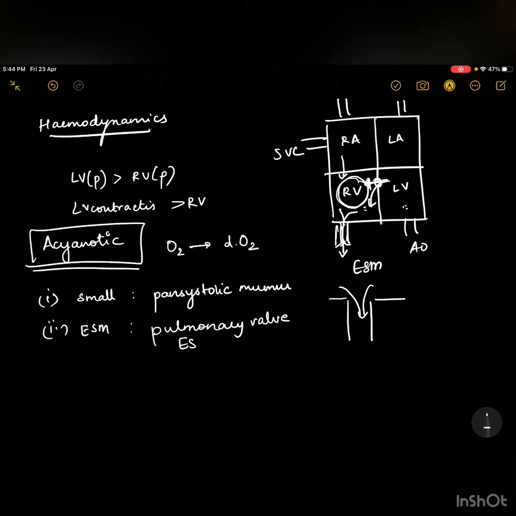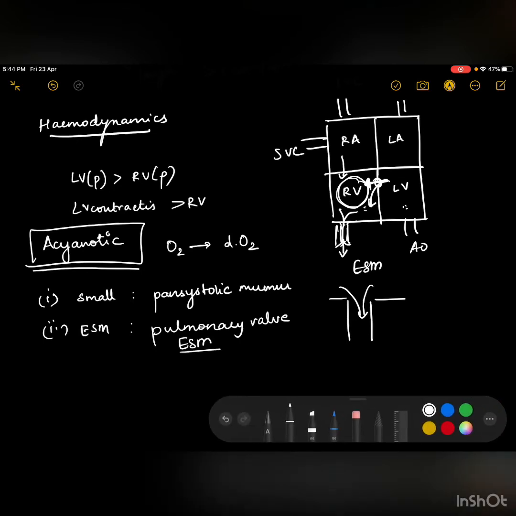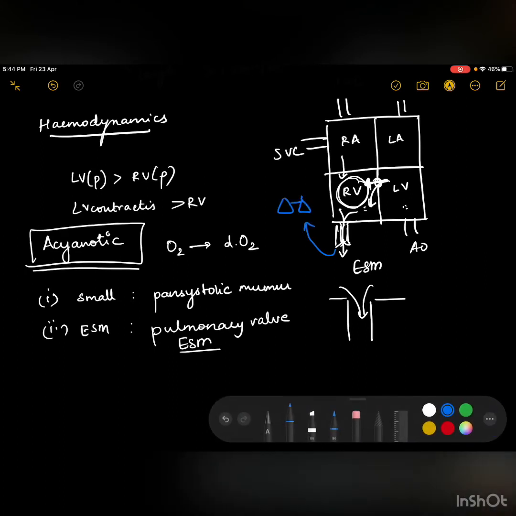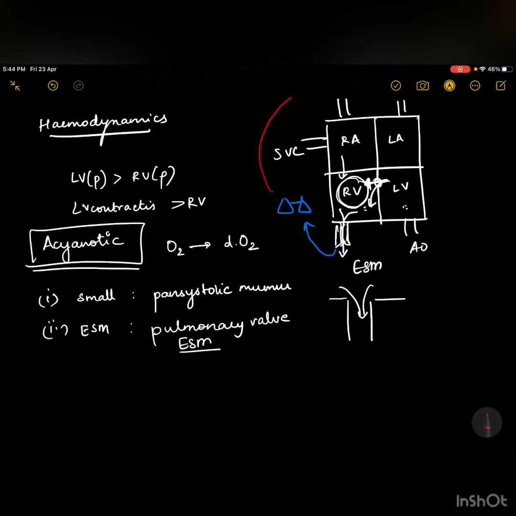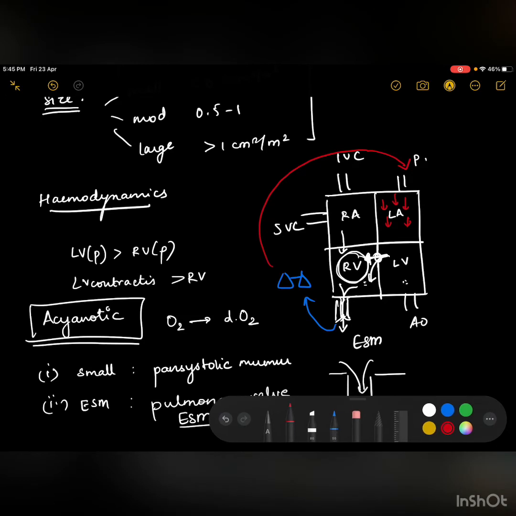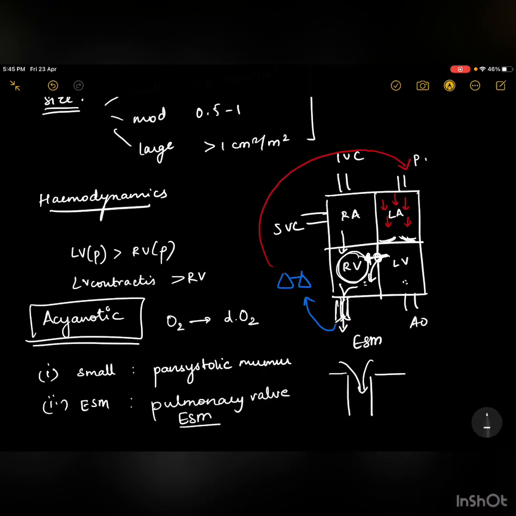So an ESM can be heard, and all this blood from the pulmonary valve is going to reach the lungs, and from the lungs the blood is going to get oxygenated and reach the left atrium. In the left atrium there's going to be increased blood pressure, and this will lead to a murmur as the blood flows through the mitral valve.